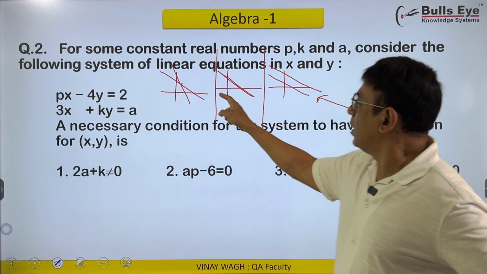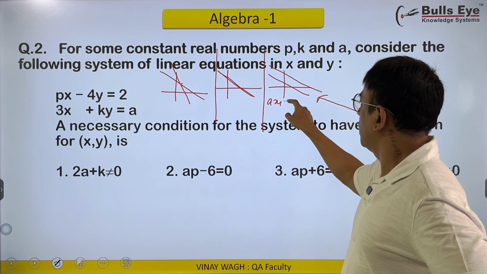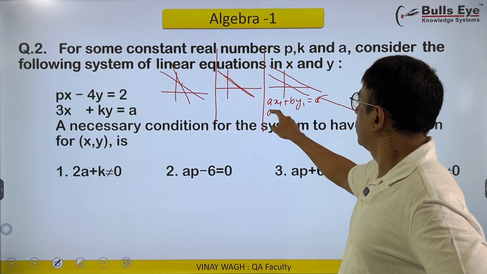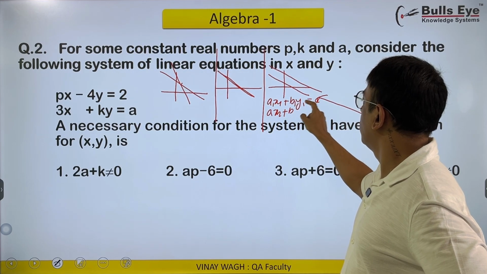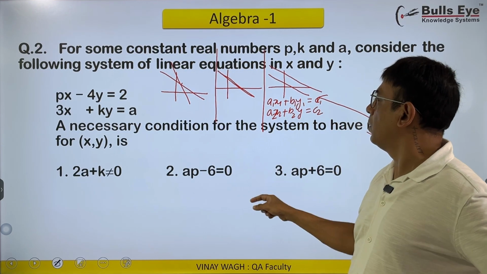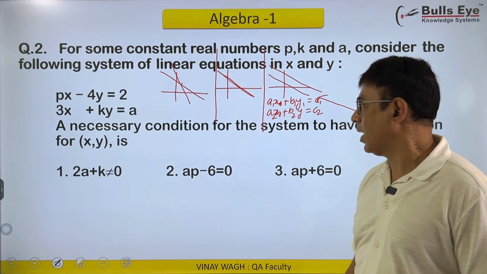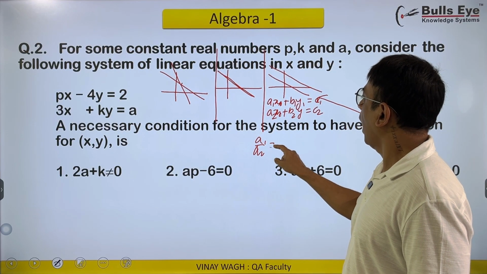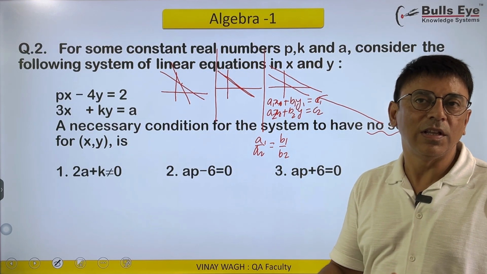So what happens in no solution? If the equation is a1x plus b1y equal to some constant c1, and this is a2x plus b2y equal to c2, that will be better. So with no solutions, a1 upon a2 has to be same as b1 upon b2, and that's the reason they don't meet.